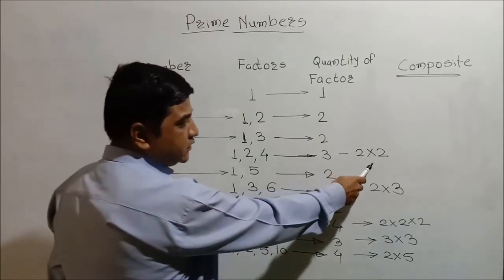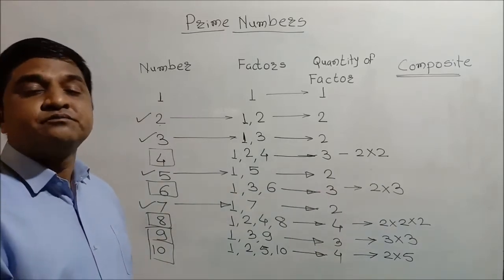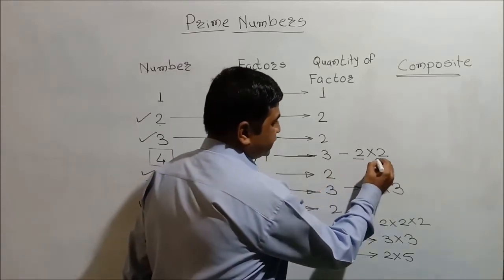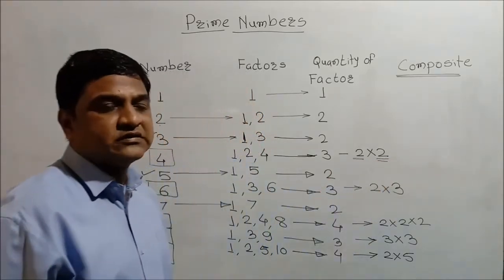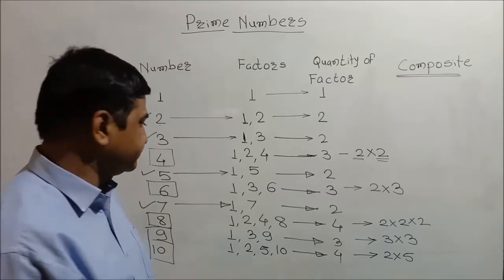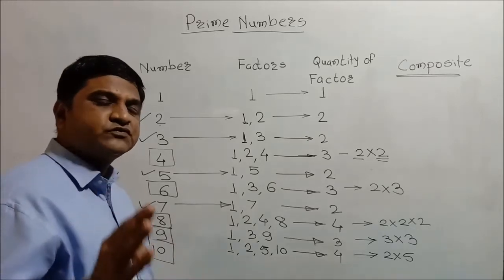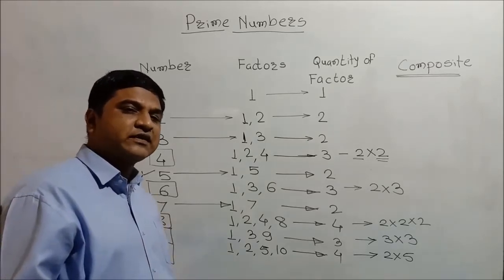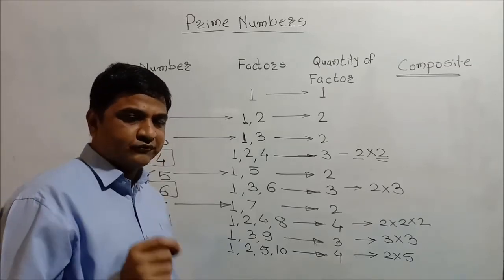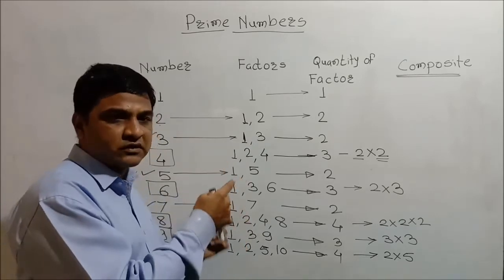So writing a composite number as the product of its prime factors, these are known as the prime factors. Showing the number as a product of prime factors is known as prime factorization. So one thing is clear, that the numbers which have only 2 factors, that can be divided only by themselves and 1, are known as prime numbers. While the rest of the numbers are composed of prime numbers and are known as composite numbers.